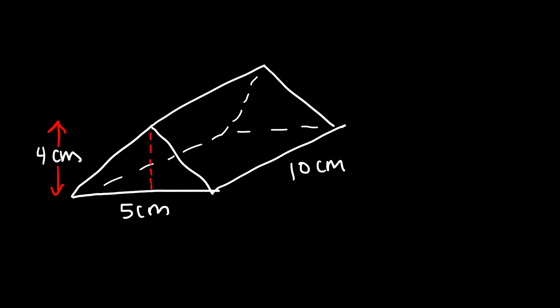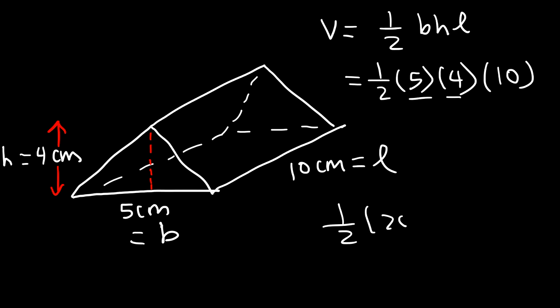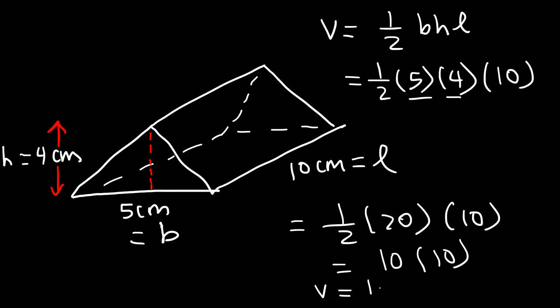The first thing we need to do is identify the 3 dimensions that we have. This is the length of the prism, this is the base of the triangle, and this is the height of the triangle. So the volume is going to be 1/2 base times height times the length. So it's 1/2 the base of the triangle times the height of the triangle times the length of the prism. Now 5 times 4, that's 20. And 1/2 of 20 is 10. So we're left with 10 times 10, which is 100. So the volume is going to be 100 cubic centimeters in this example.